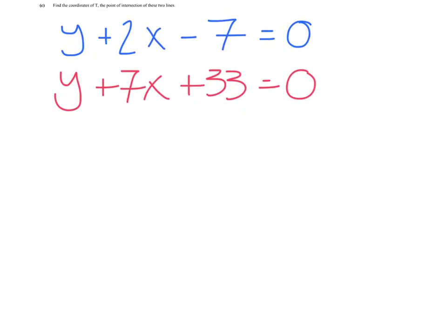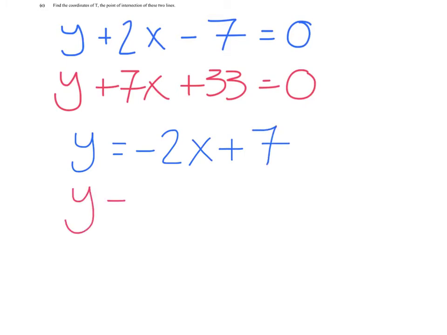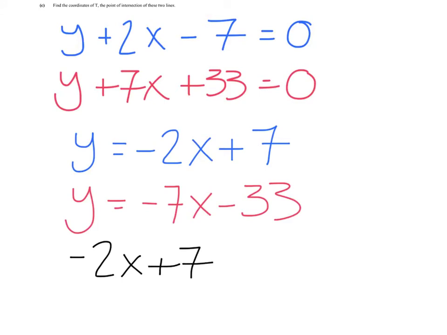So the first one, the blue one, can be rewritten as y equals negative 2x plus 7. And the red one, the same sort of way, we can write it as y equals negative 7x minus 33. Now, both equations are now in the form y equals. So if they're both y equals, then that means we can make the first equation equal to the second equation. So that's minus 2x plus 7 equals minus 7x take away 33.